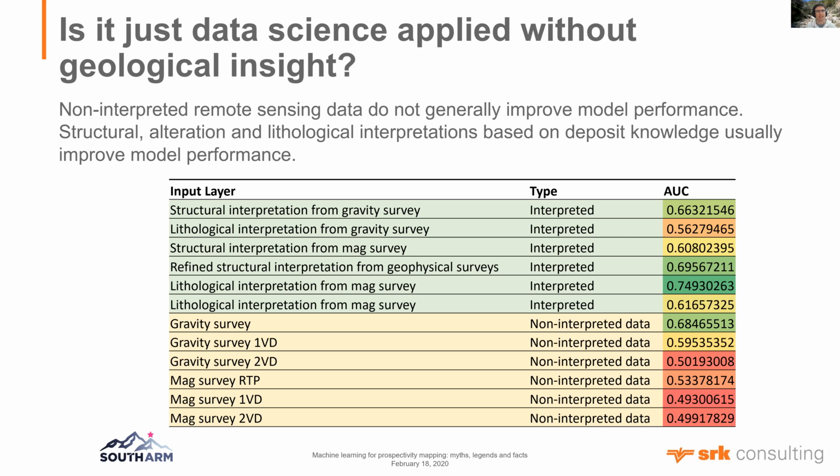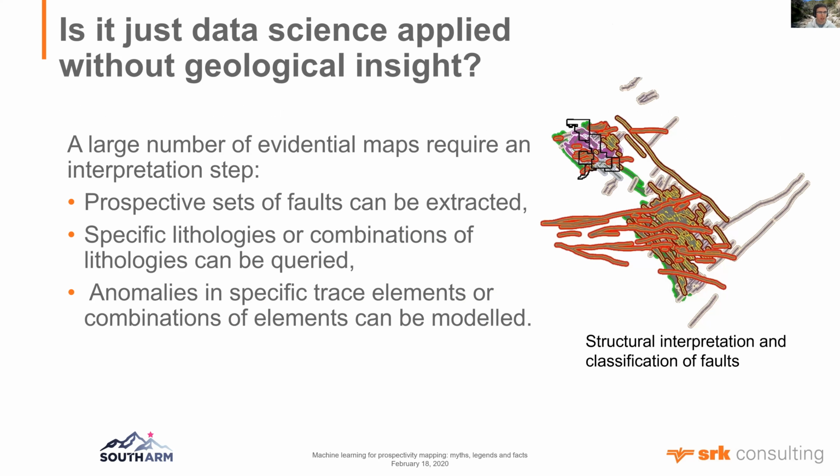So it's not just data science. If you're just a data scientist, you'll go nowhere. You need good geological insights to be able to generate good models. And there's a large number of evidential maps that require interpretation steps. When you want to extract prospective sets of faults, you have to understand the structural model and have a good one. Specific lithologies or combination of lithologies, you need to understand which lithologies are better hosts or more prospective for your deposits. And when you're looking at geochemical data, you have to be able to do proper geochemical processing before you give this data to an algorithm. Otherwise, the data will be useless.